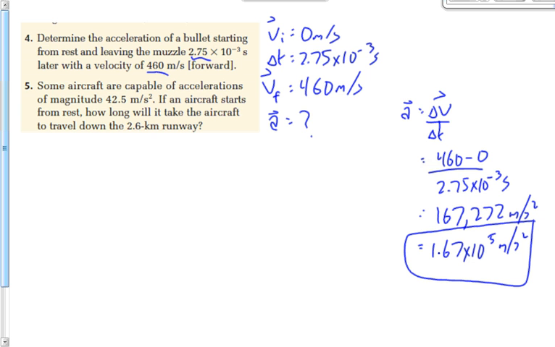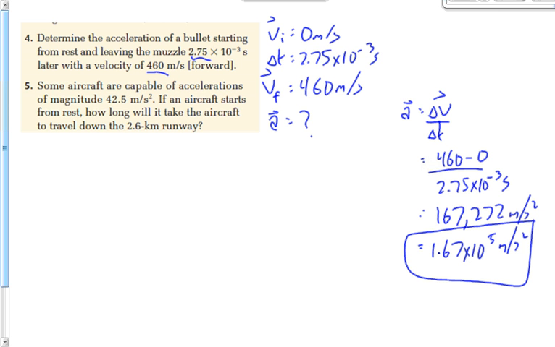That, by the way, you ever heard the term G-force? 1 G is about 10. So if you've got 167,000, then that's about 16,000 Gs. So if you experienced 16,000 Gs, then you would feel 16,000 times heavier than you really are. That'd be pretty difficult for you to withstand. Now, a bullet's a little bit stronger than your body is, so a bullet can withstand 16,000 Gs. Okay, you probably couldn't. Well, you couldn't for sure.